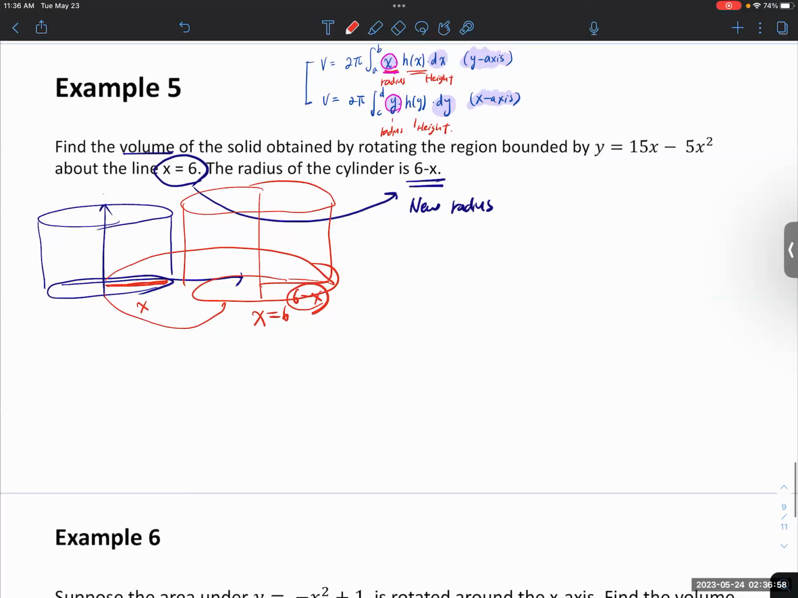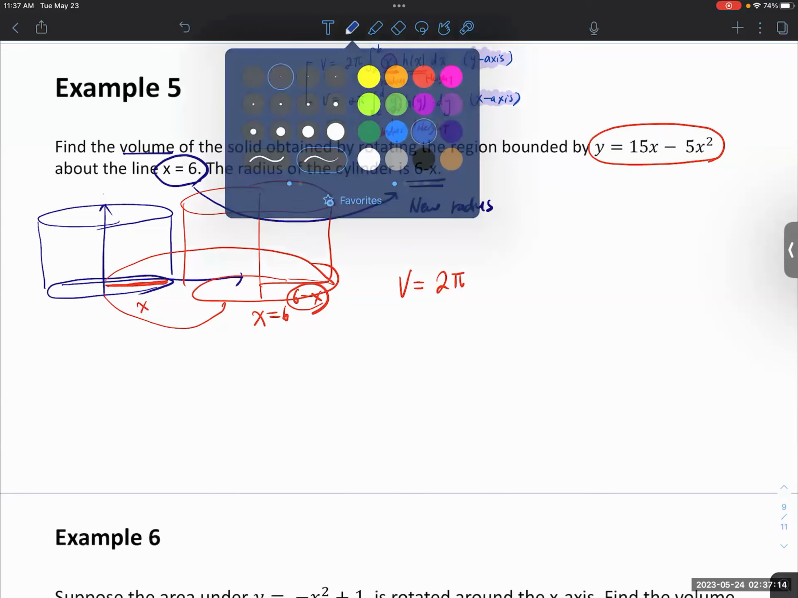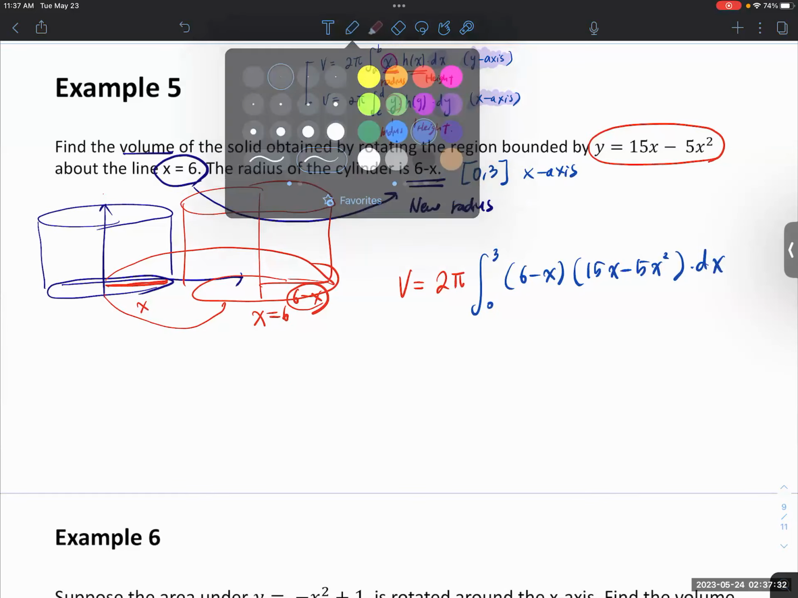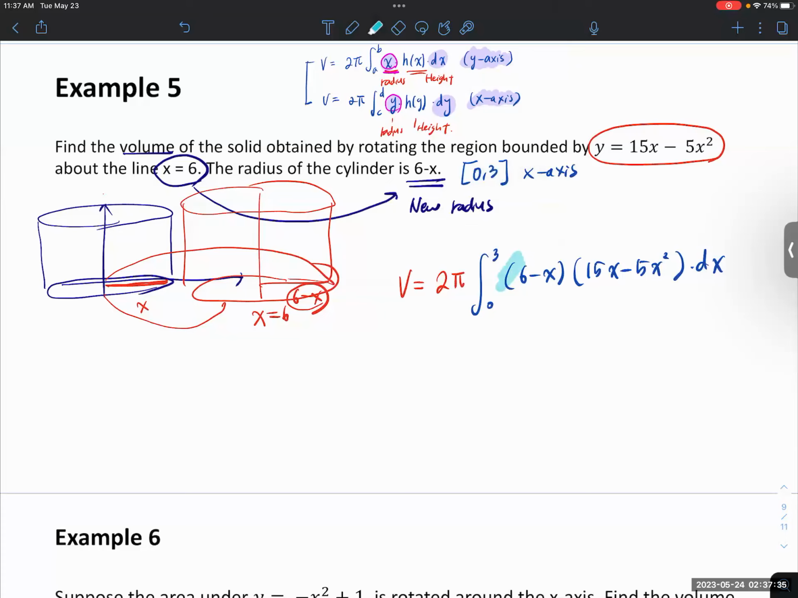So height, what do you think? There's no other information. Height just keeps this one; this is the height function. So now you say V equals 2π, and let's say the interval is given: 0 to 3. New radius, 6 minus x, times 15x minus 5x squared, dx. This is where you rotate exactly at x equals 6, so we have a new radius only.